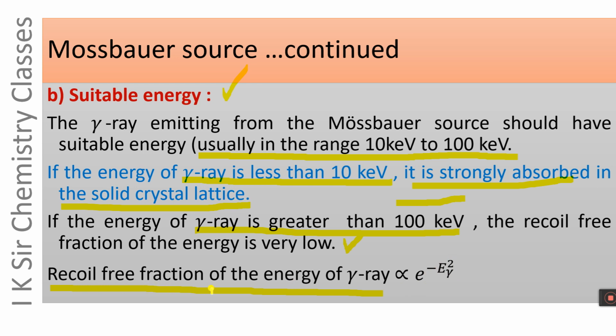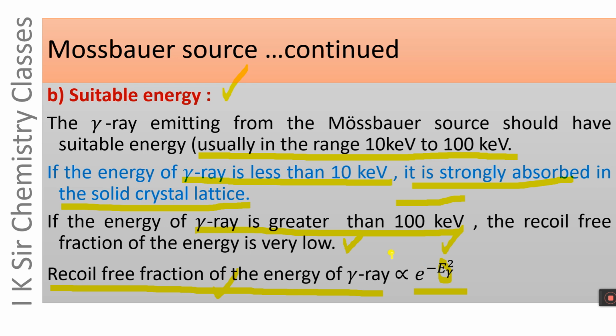Recoil free fraction of the energy of gamma ray is proportional to e to the power minus E gamma squared, where E gamma is the energy of gamma ray. It is obvious that if the energy of gamma ray increases, the recoil free fraction of gamma ray decreases because the power is minus. That is, the major portion of the energy of gamma ray will appear in the form of recoil energy.